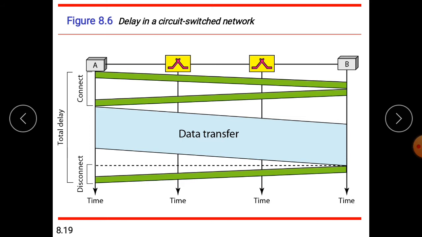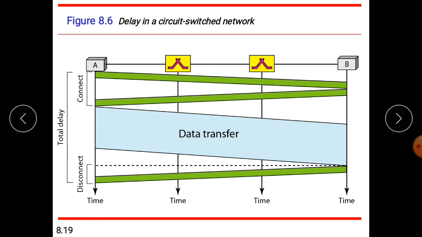The delay caused by the setup is the sum of four parts: the propagation time of the source computer request, the request signal transfer time, that is the height of this box, the propagation time of the acknowledgement from the destination computer, and the signal transfer time of the acknowledgement, this height.